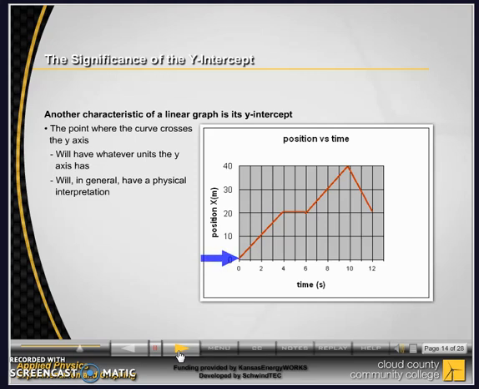The y-intercept is shown by the arrow. It is the location of the graph where the x-axis, or time, is 0, and the y-axis represents, in this case, a starting position. Again, you must always look at the units to interpret the meaning of the y-intercept.